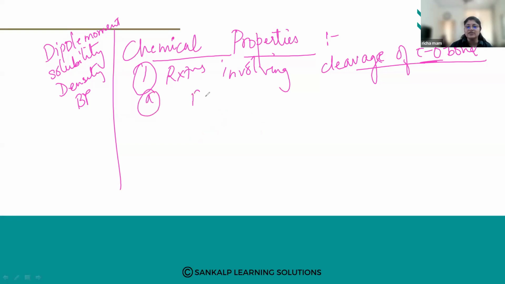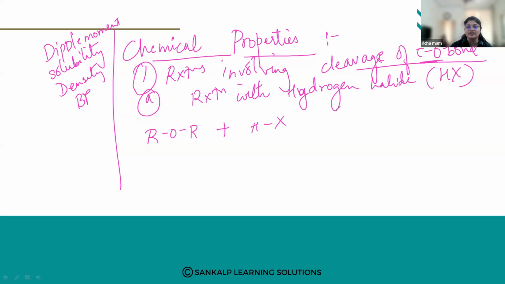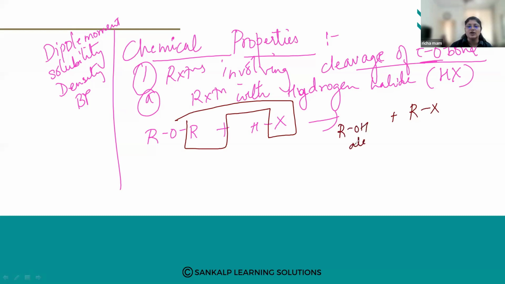First reaction is reaction with hydrogen halide. How do ethers react with hydrogen halide? What is hydrogen halide? HX. If I have an ether and I react it with HX, what will be the product obtained? R and X will form RX plus ROH. So an alcohol and an alkyl halide are formed. When your ether reacts with hydrogen halide, it forms an alcohol and an alkyl halide. Got it? So this is a reaction.